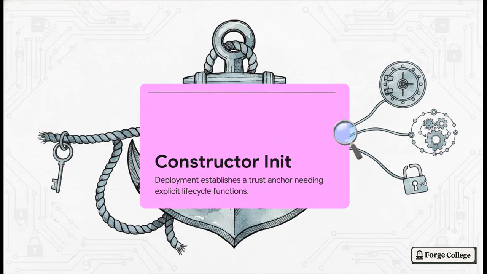Now, this initial trust anchor is really just the genesis. The crucial point here is that if you don't plan for how to transfer, renounce, or proxy that initial ownership to something like a secure multisig later on, well, your security model is permanently stuck in the past. Look, it's totally fine for the deployer to hold the key for convenience during initial testing, but you absolutely must have explicit lifecycle functions baked right in to securely decentralize that power before you ever hit production.